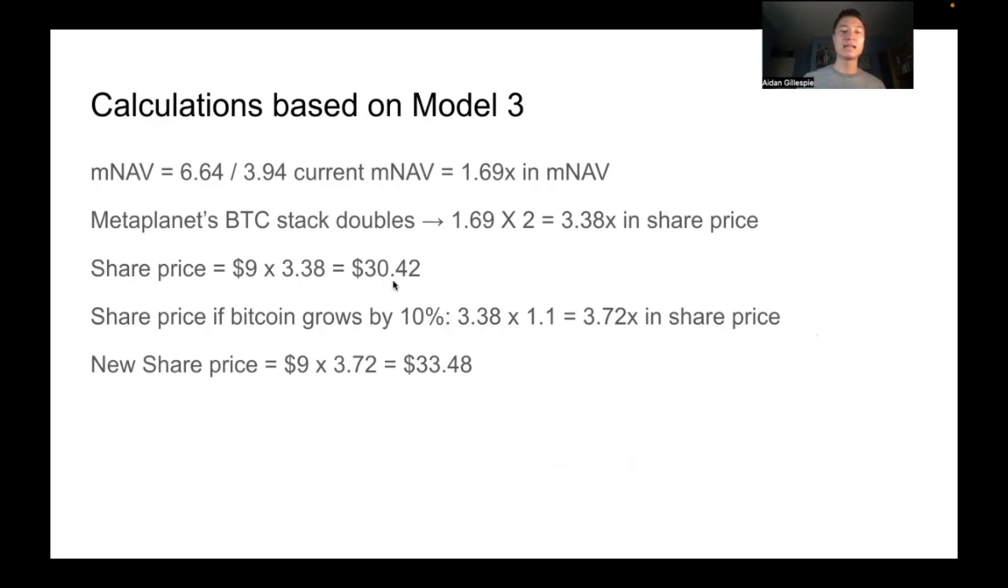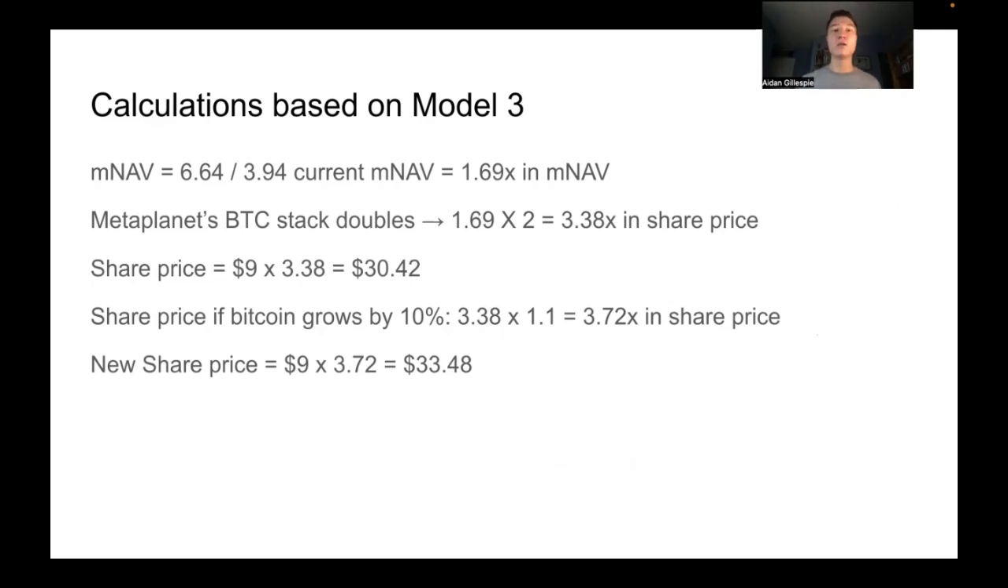And then we'll also take that number, assuming that Bitcoin grows by 10% in the next 59 days. So we would take that 3.38x in share price, multiply it by 1.1 since we're thinking that Bitcoin grows by 10%, and we would get a 3.72x in share price. So then we would take the current share price, multiply it by that 3.72x, and we would get a share price of $33.48. So those are all my calculations based on all of the models that I have created.